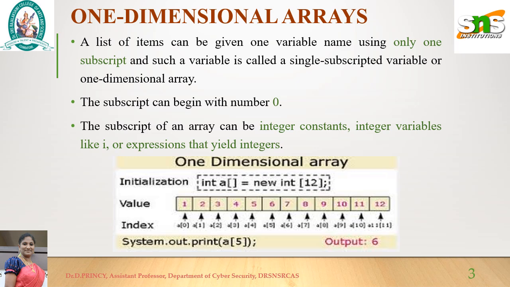In this example, I'm initializing an array named A with a size 12. So 12 is the size. So it stores 12 values from the index 0 to 11. Always the index subscription starts with 0 only. So start with 0 to 11. The value 1 to 12 is assigned to the index 0 to 11 respectively. If I want to display the value in the subscription of 5, the value stored in that specified subscription is 6.